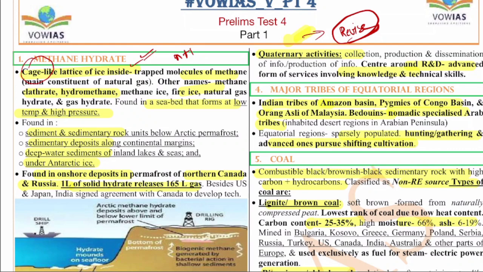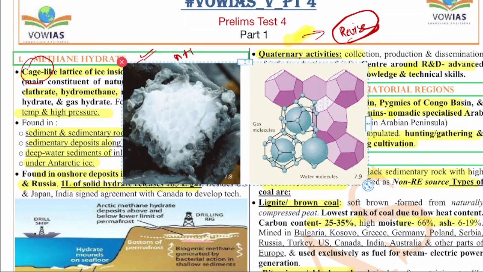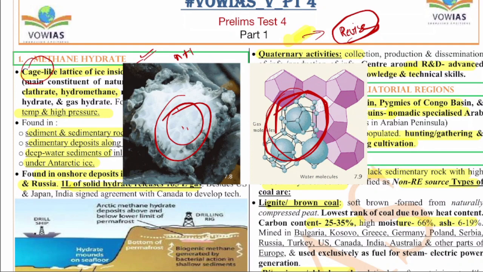I'll just show you that with the diagram. Yeah, so this is the diagram. You can see that inside the water molecules, the methane gas gets trapped like this. And on your left-hand side, you can see the methane hydrate. It's like a form of ice from which you will be able to extract the gas. The methane can be extracted. So this is called methane hydrate.